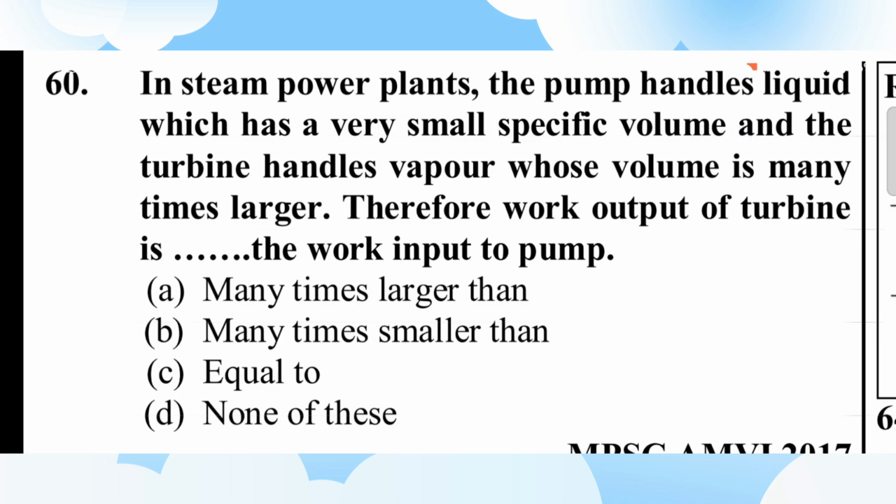Question number 60. In steam power plants, the pump handles liquid which has a very small specific volume, and the turbine handles vapor whose volume is many times larger. Therefore, the work output of the turbine is dash than work input to the pump, many times larger. टर्बाइन में ज़्यादा लगता है work according to the pump.